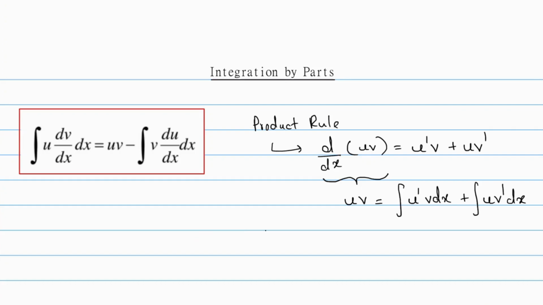Now it's just a matter of simplifying this and rearranging it. So when you do that, let's just rewrite it as uv equals integration of du by dx v dx plus integration of u dv by dx dx.